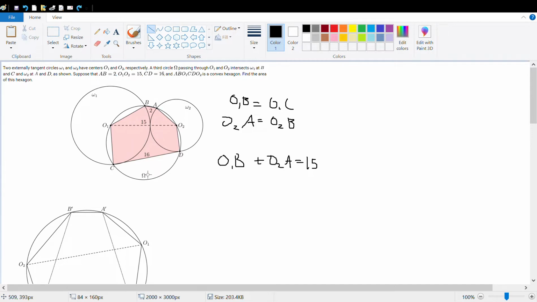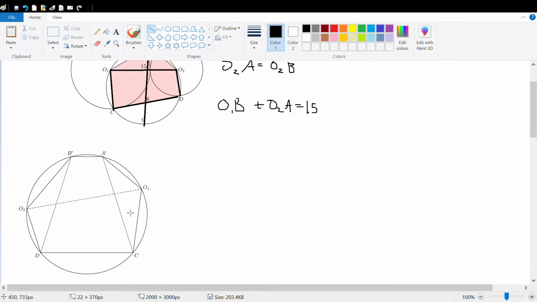Okay. So what we're actually going to do to make a much nicer hexagon with the same area as this one is reflect this quadrilateral here about the perpendicular bisector of O1O2. This may look unmotivated. It probably is. I don't know why we would do this, really. I do, but I don't know how I would come up with that. But if we do reflect this about this line, we get a shape that looks like this.